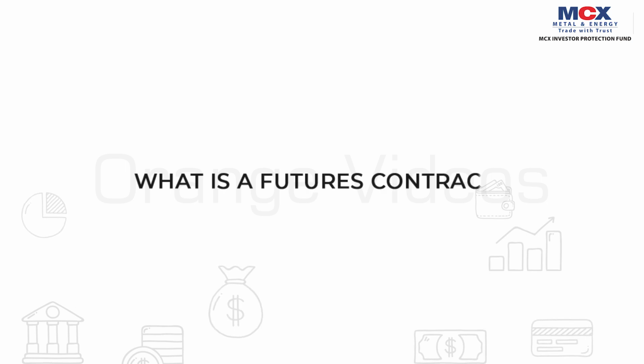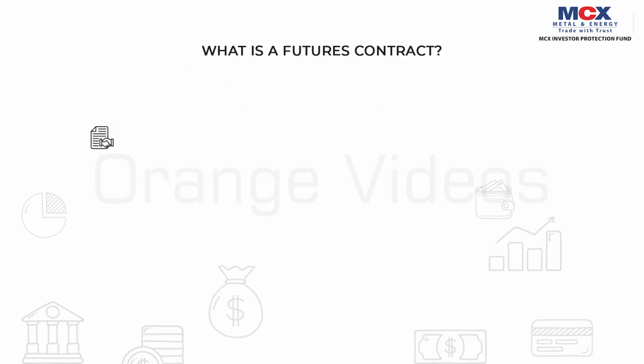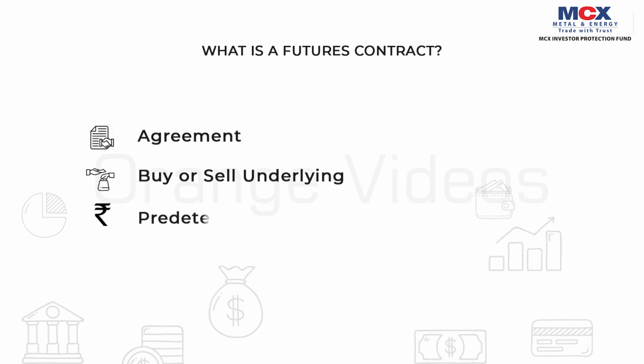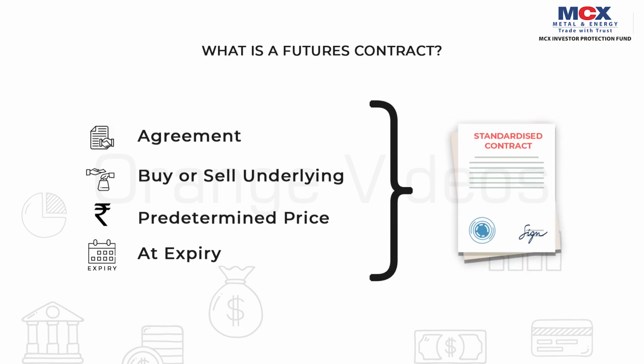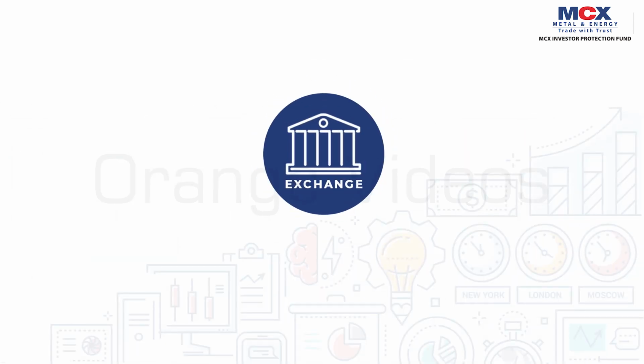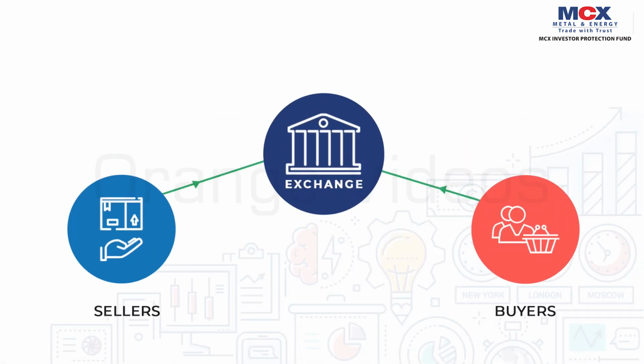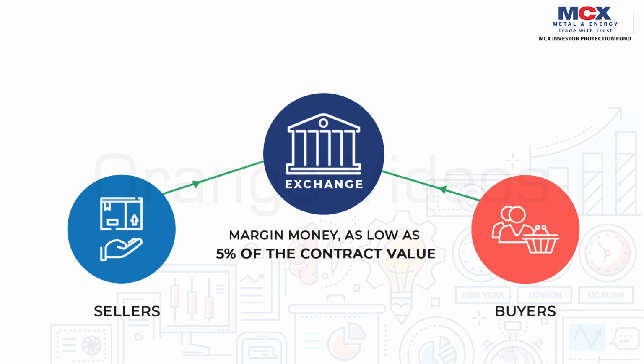What then is a futures contract? A futures contract is an agreement to buy or sell the underlying asset at a predetermined price at the expiry of the futures contract. These contracts are standardized contracts traded on a derivative exchange. When entering a futures contract, buyers and sellers have to pay margin money, which can be as low as 5% of the contract value of the commodity.